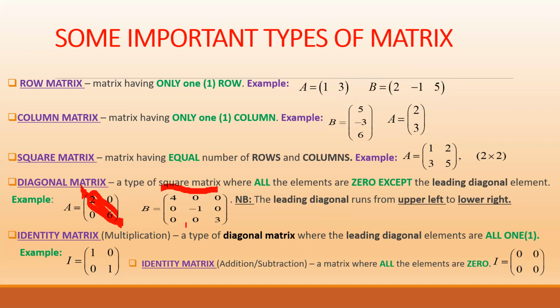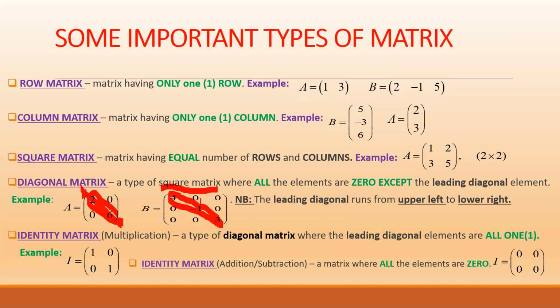Remember now, matrix B is a square matrix because a diagonal matrix has to be a square matrix, right, guys? So this matrix B here has an equal number of rows as columns. However, it is a diagonal matrix because the leading diagonal elements, here are the leading diagonal elements, guys, are not zero. However, all the other elements must be zero.